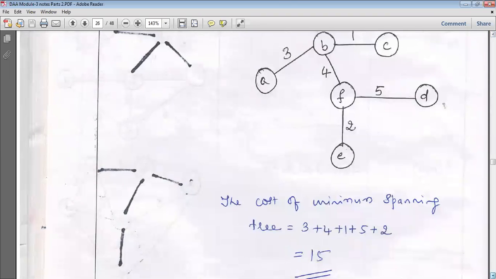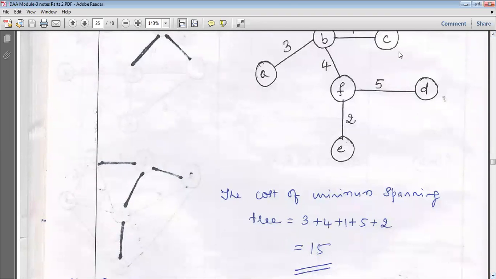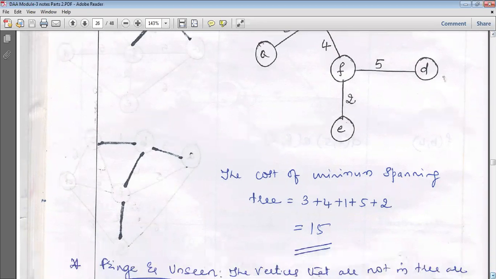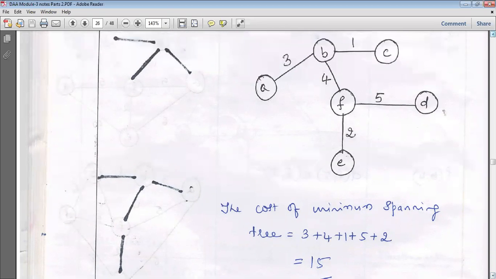The cost of this minimum spanning tree is, we have to add all these costs. We'll get the cost of the minimum spanning tree. See here, whatever we have here: 3 plus 4 plus 1 plus 5 plus 2. We are going to get the cost of a minimum spanning tree is 15. So this is how our Prim's algorithm works.